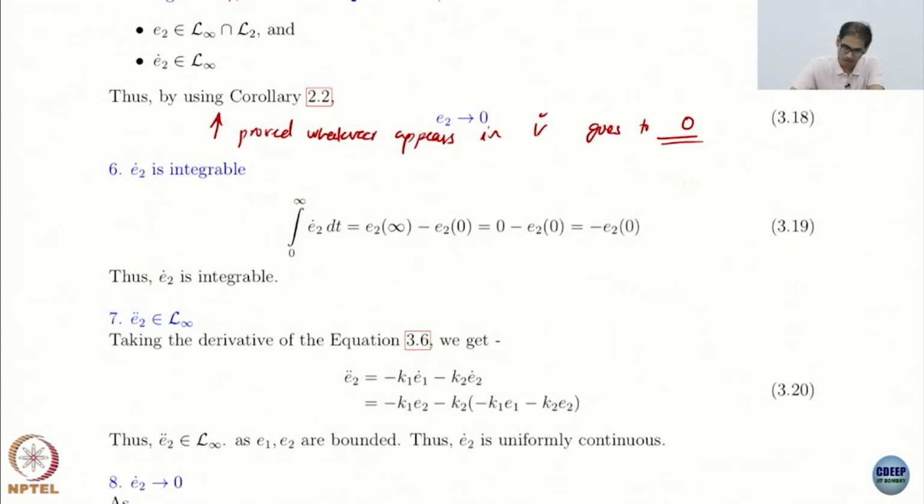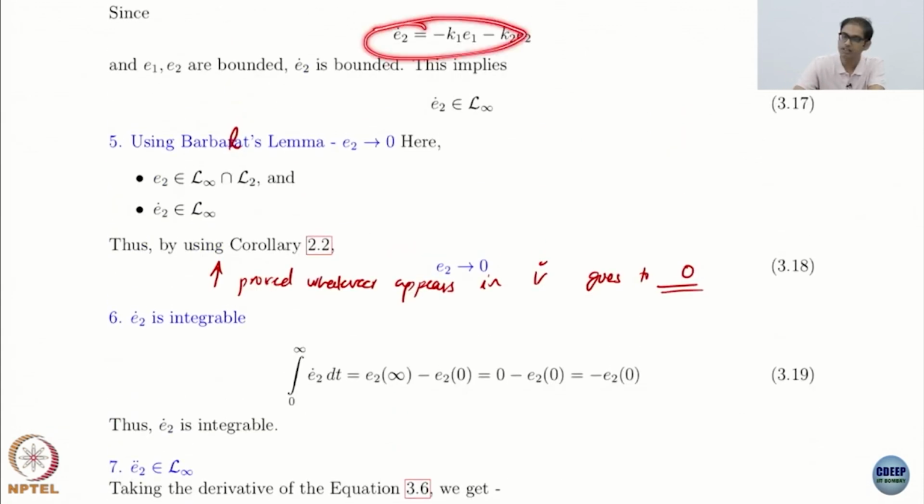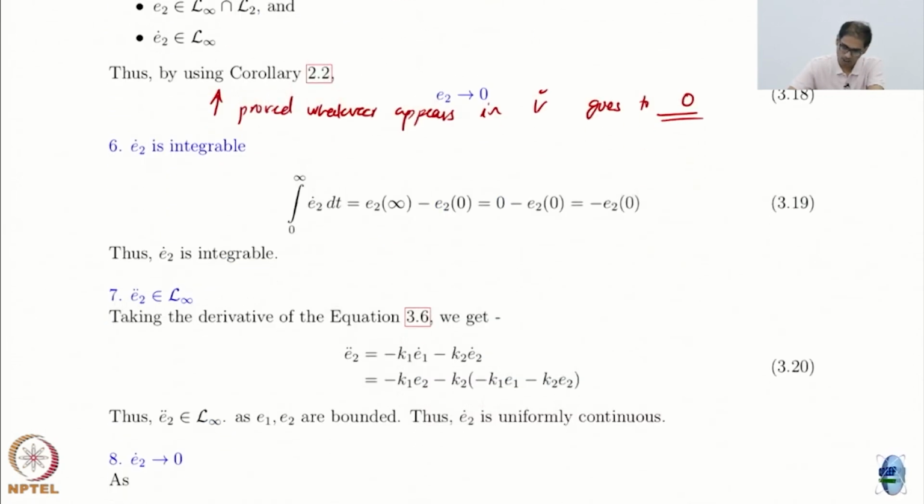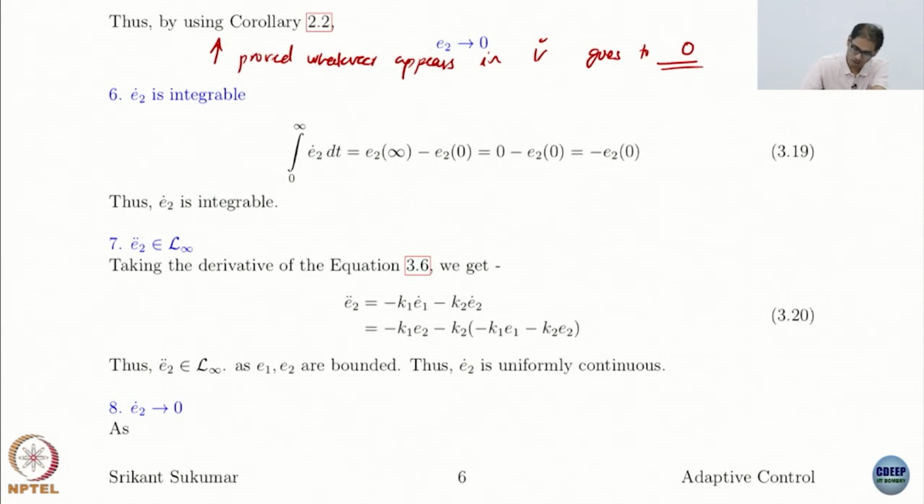I am just taking the derivative of this, I am taking the derivative of this guy now, right, and that is what k1 E1 dot k2 E2 dot. I again plug in for E1 and E2, but I know again that E1 E2 are bounded and everything else is constant. So, therefore, E2 double dot is also bounded, okay. So, if E2 double dot is bounded means E2 dot is uniformly continuous, means E2 dot is going to 0, okay. Now, we are pretty much done.